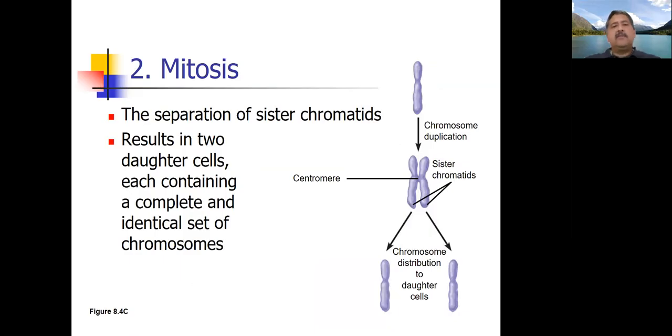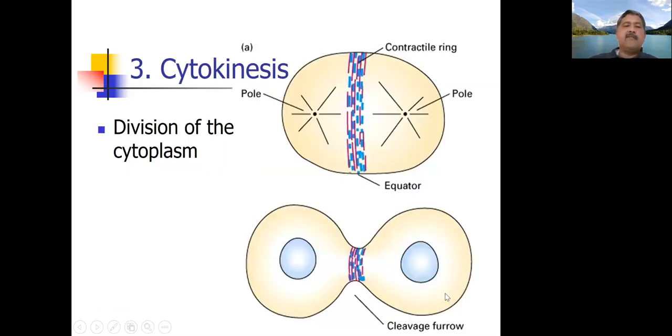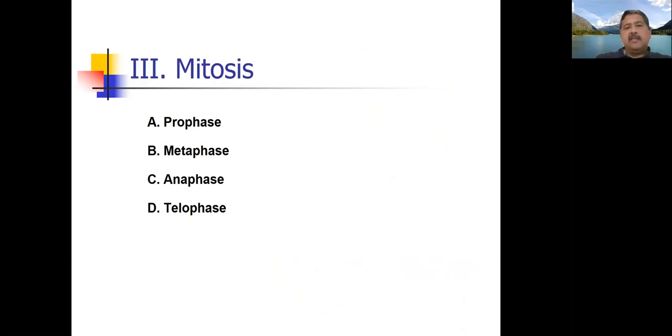So that's interphase. During mitosis, what we're going to see is this duplicated chromosome, which has two chromatids, is going to split. So that's what's going to happen. And then these chromosomes are going to go to different nuclei. And then finally, in cytokinesis, after we split the nucleus, we're going to split the cytoplasm. More on that in a little bit, but that's cytokinesis.